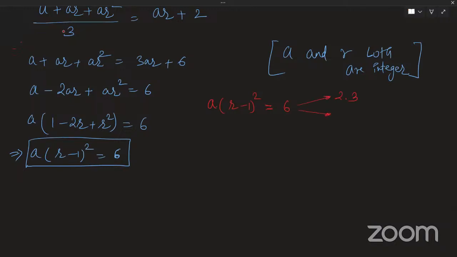Do I have 1 into 6? Correct. 1 into 6 and 6 into 1. So now just compare it with this. A into R minus 1 whole square. Same, A into R minus 1 whole square.